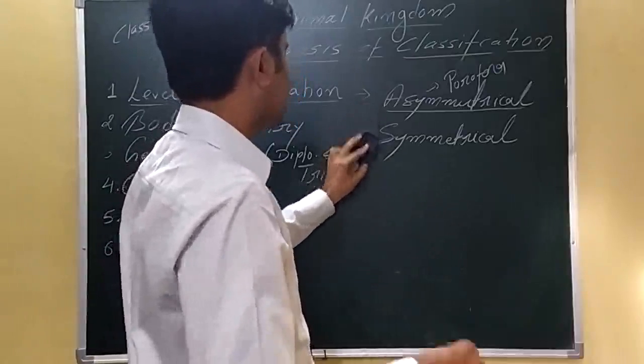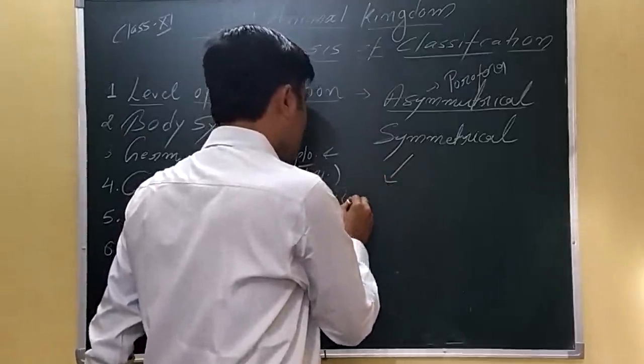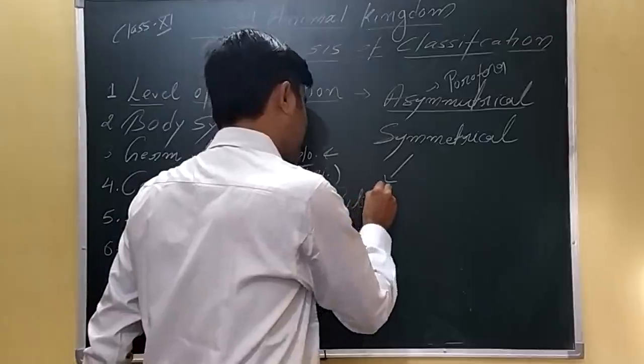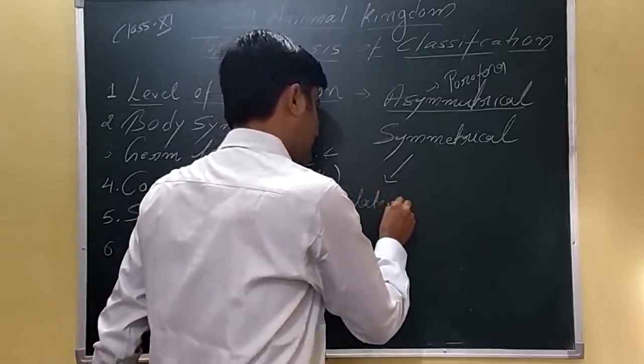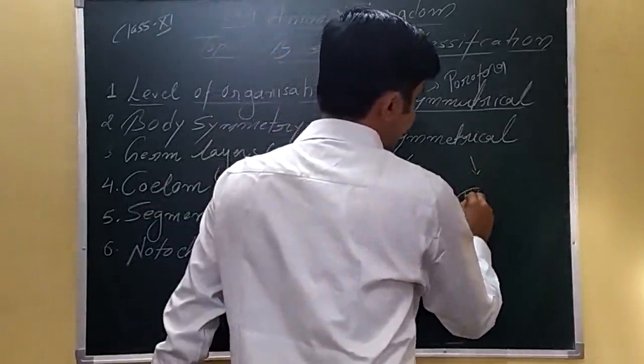Symmetrical again has two types of symmetry. Most of the animals have bilateral symmetry, right? And another one is radial.